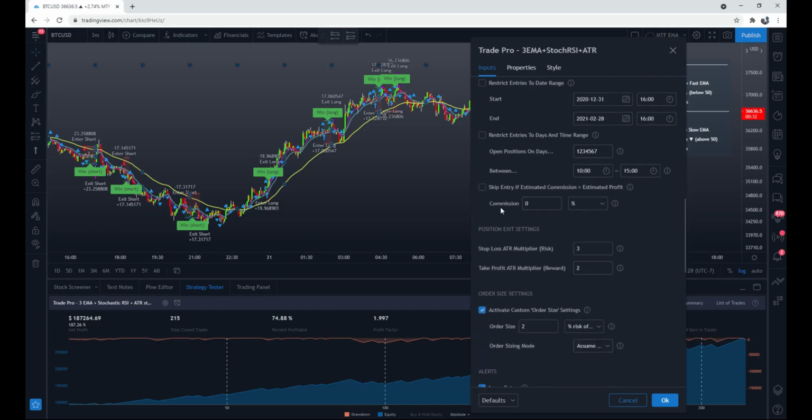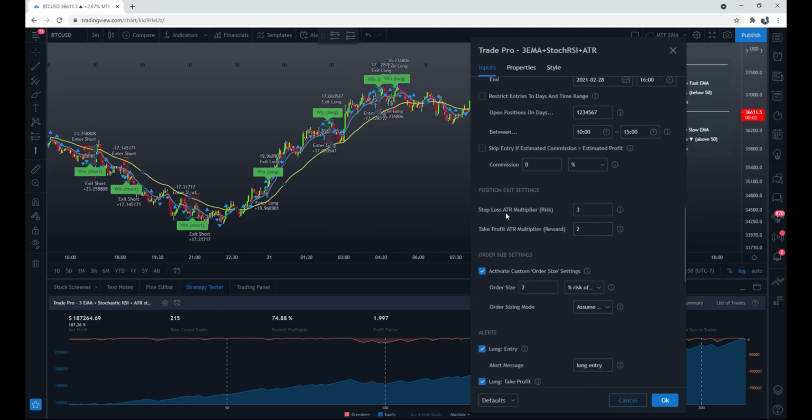You can also choose to skip an entry if the estimated commission is greater than the estimated profit. But on the 3-minute chart, as you'll see in the live trade example I show, I only do limit order fills. So on Bybit, you actually get paid to take limit orders. So you'll see that there is no commission taken if you're trading on Bybit using limit orders. And that's what I do if I'm trading on a 3-minute time frame. So you'll see that in the live trade that I show.